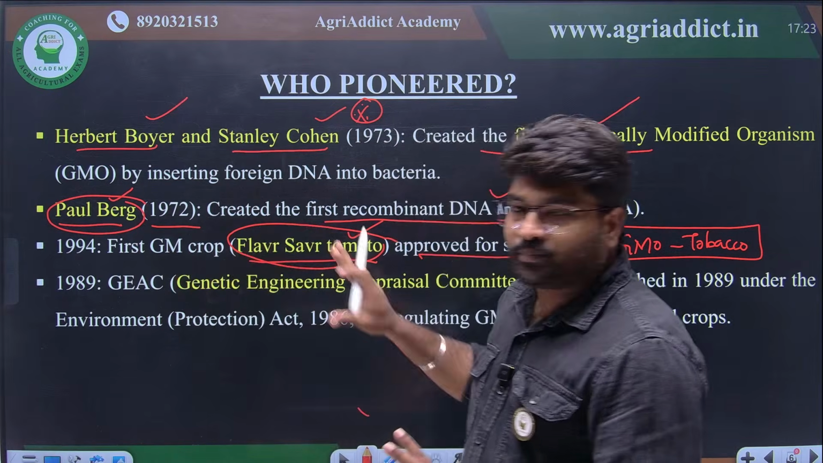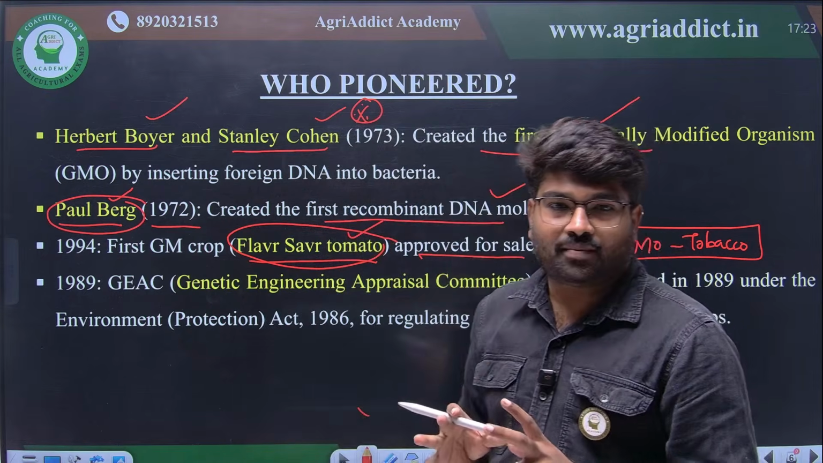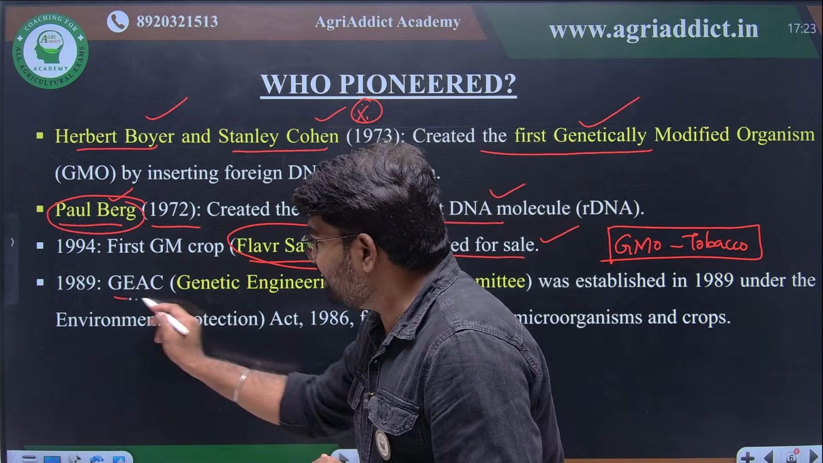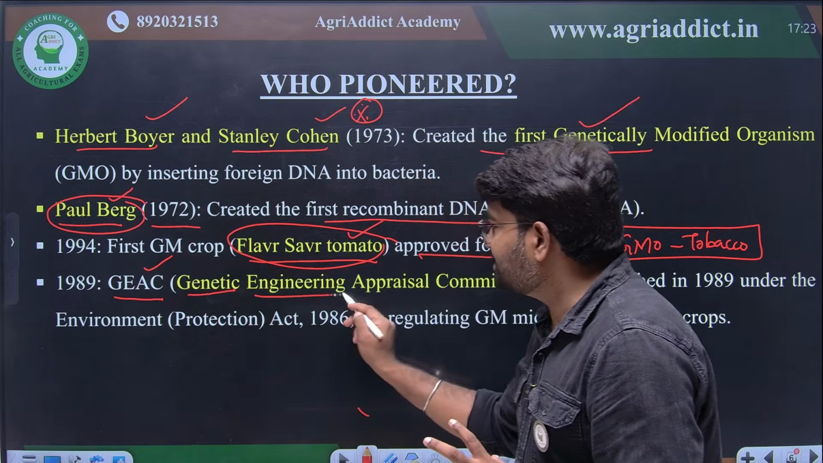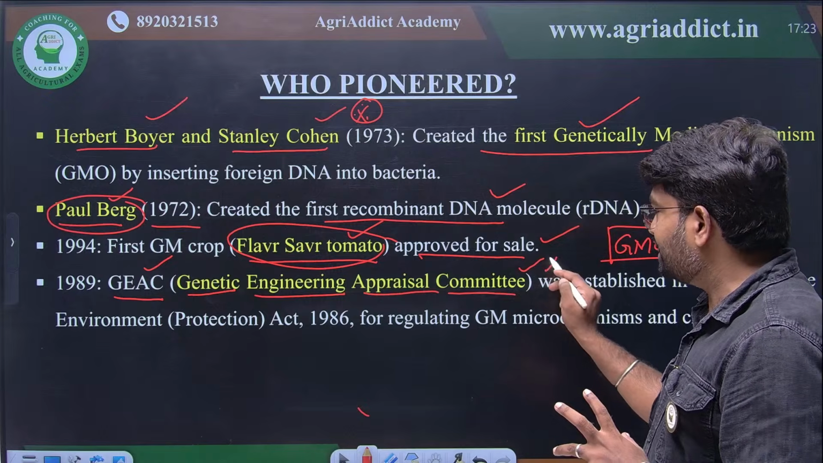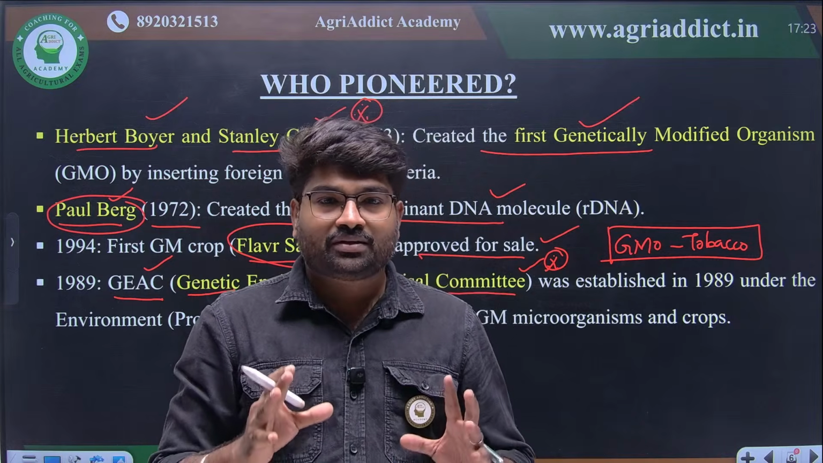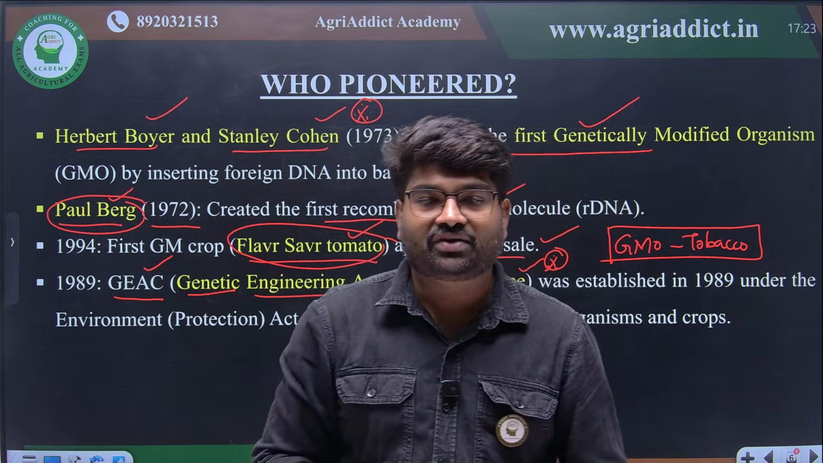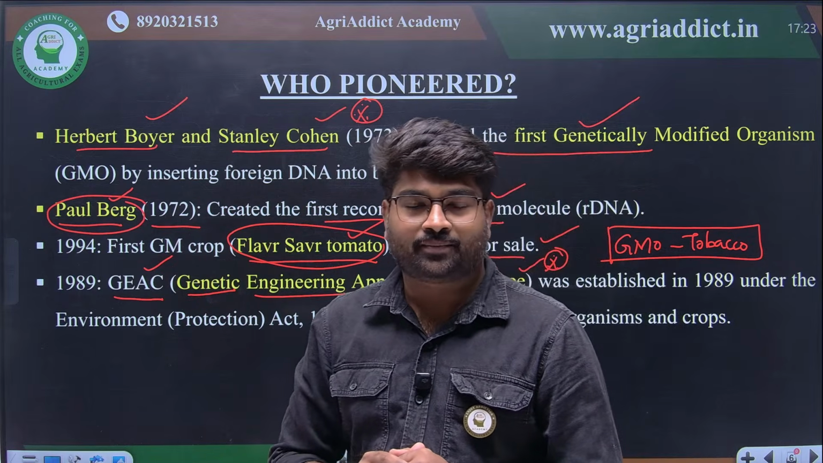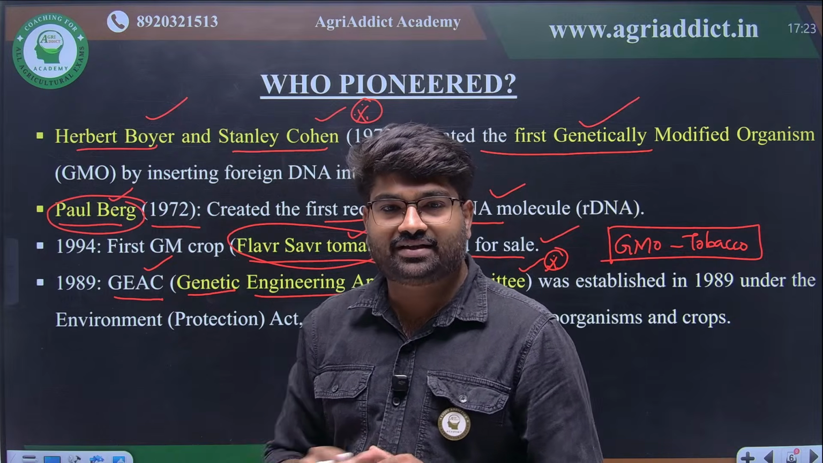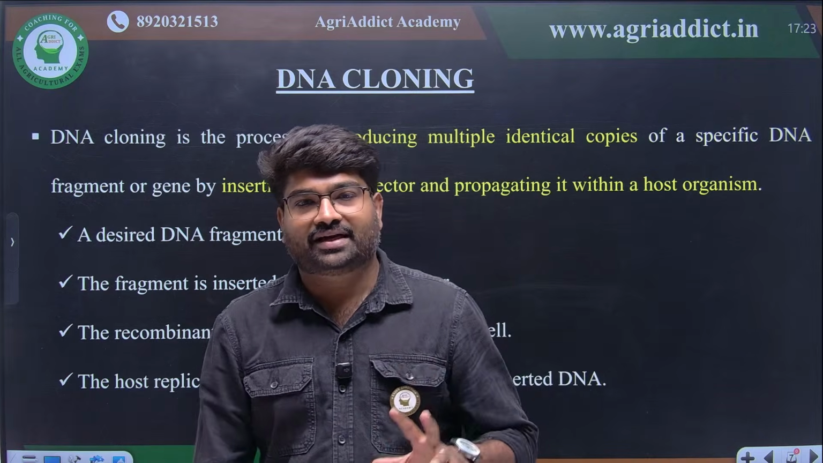So we have developed a genetically modified organism. Approval for commercialization will be given by GEAC. This is the nodal organization, the Genetic Engineering Appraisal Committee. This is another important objective point. GEAC will approve the commercialization of GM crops. This comes under the Ministry of Environment and Forest. This is another important point. Now we are going to see about DNA cloning. This everything you know.